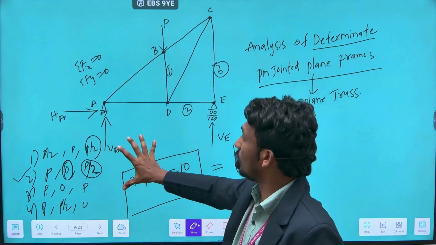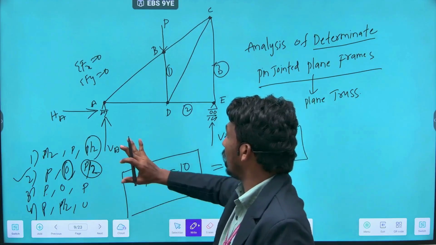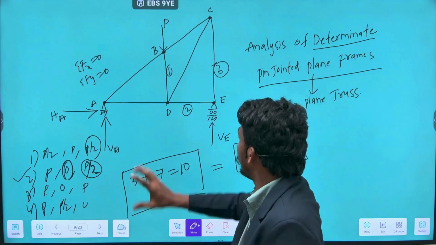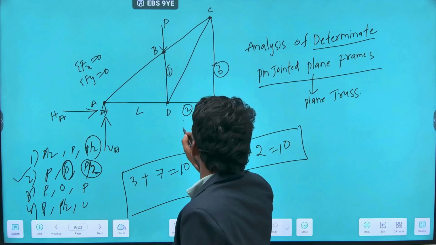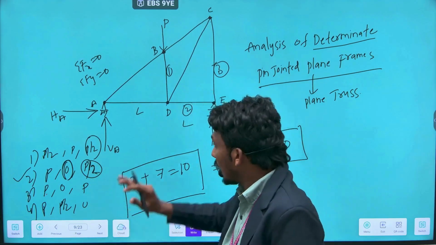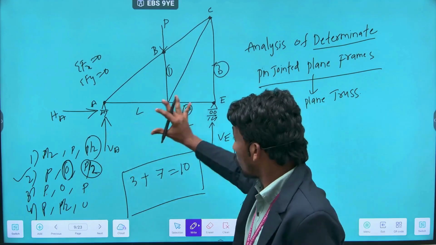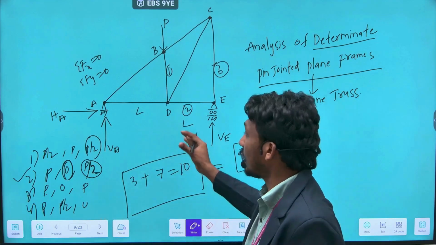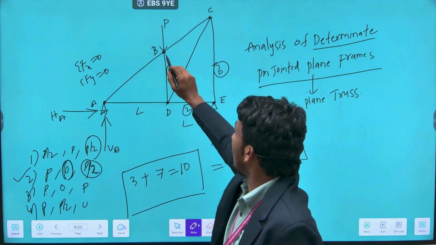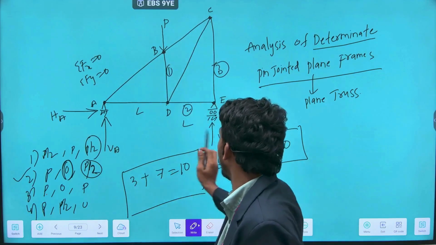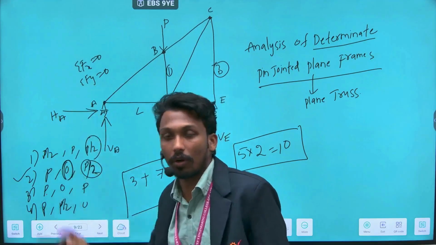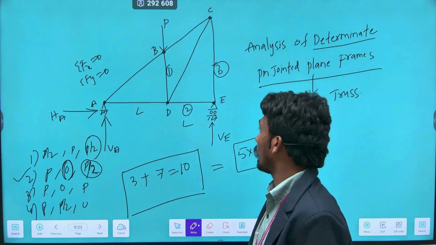So from a competitive exam point of view, how do we have to solve? Directly we have to say that HA is 0 and VA and VE are P by 2, by observing the symmetry. By observing the symmetry, we directly find the support reactions. In the exam they will frame the problems in such a way that the problem can be solved in the stipulated time only. So because of the symmetry, we can directly say VA and VE are equal and equal to P by 2, and HA is 0 because there are no horizontal support reactions.